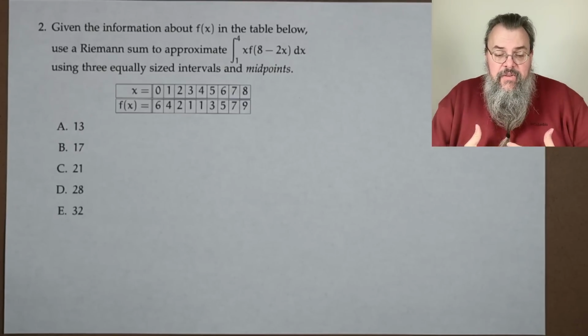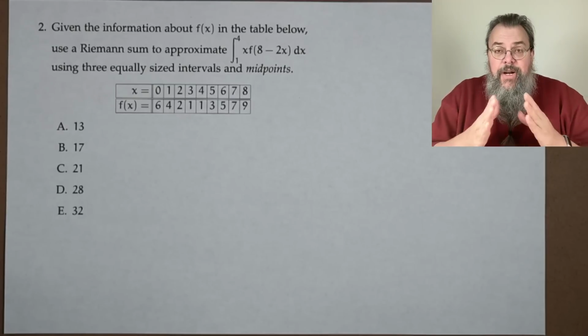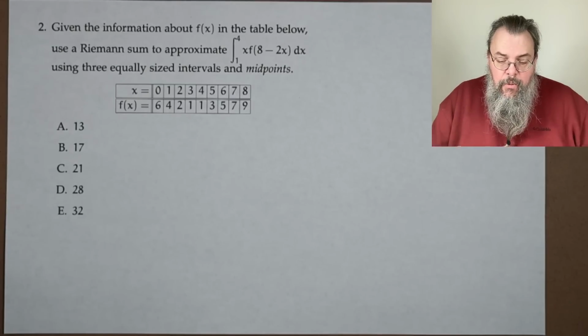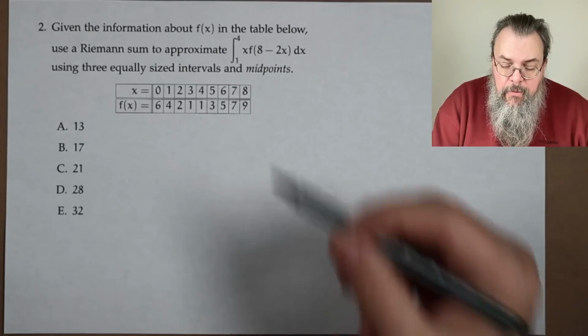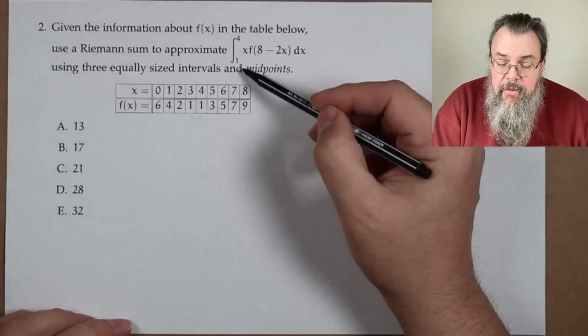Okay, so to help us get started, let's think first about how we're cutting our interval up. Well, we know we're going from 1 to 4, because those are our bounds.